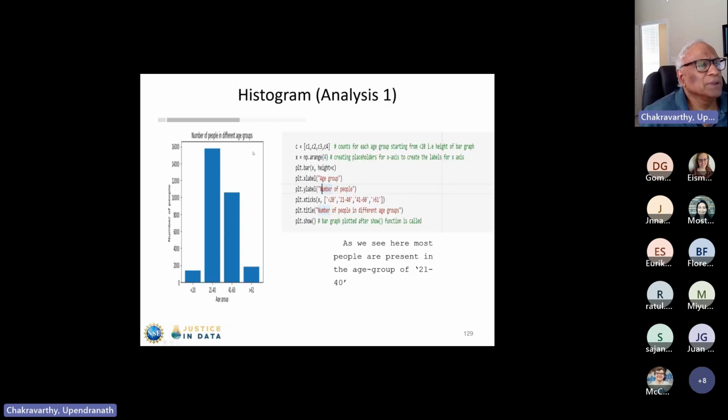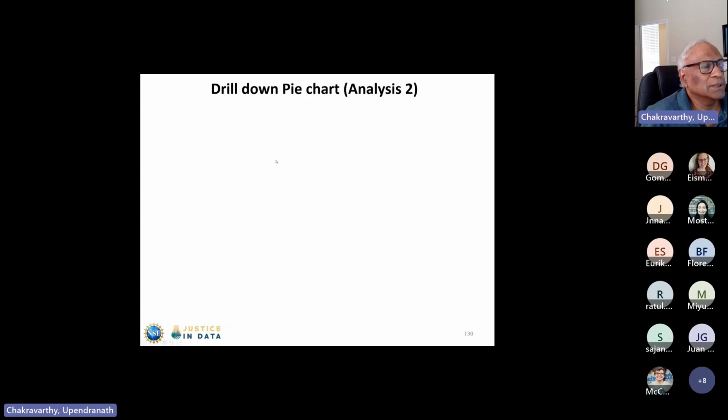So here is the histogram analysis. You can clearly see from this that there are more people in the age group 21 to 40 in this data set than other age groups. There are very few people who are less than 20, very few people greater than 61, but the bulk of the population is in this one. Again, we were using packages to plot this and see how you do the analysis and representation.